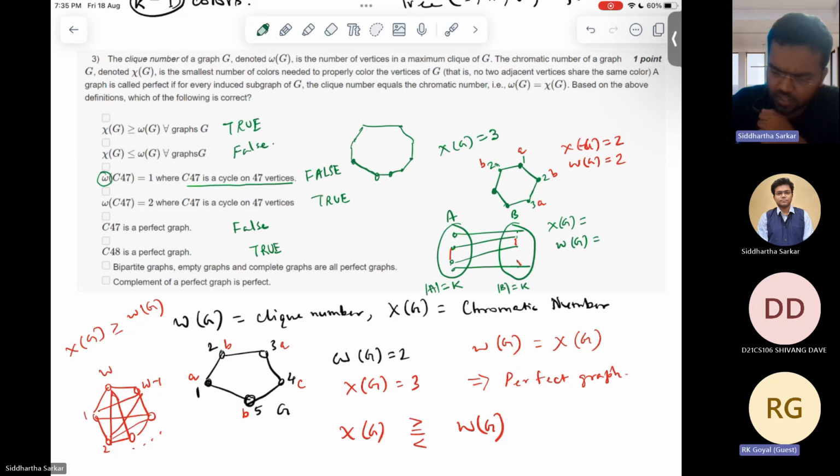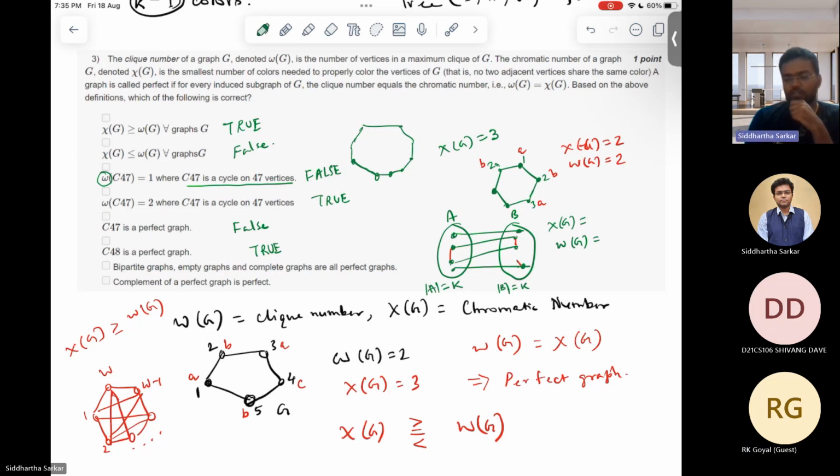On both sides there are k vertices. So k vertices on the A side and k vertices on the B side. Now, let us say the first vertex of A is connected to every vertex of B. Then how many colors are you going to use? K number of colors.